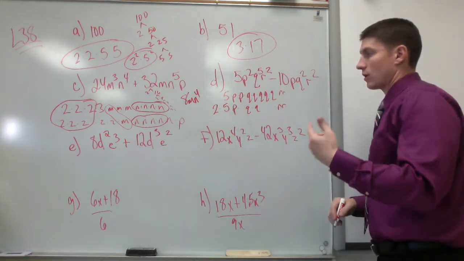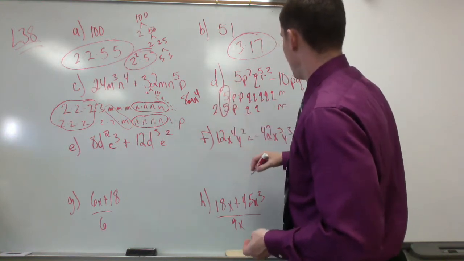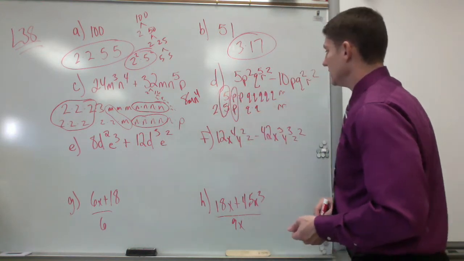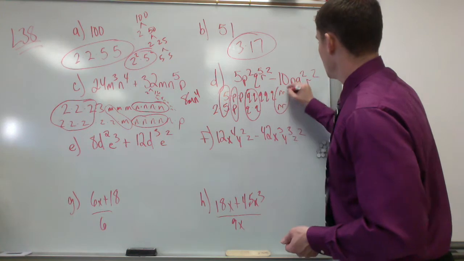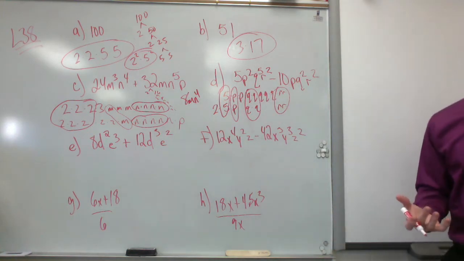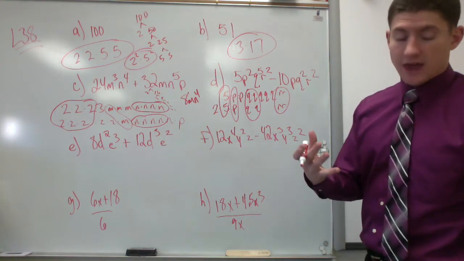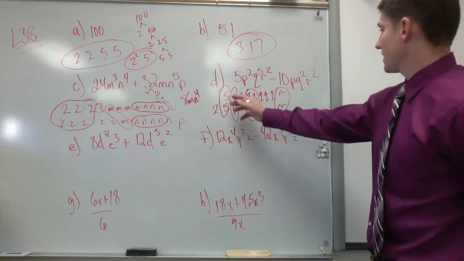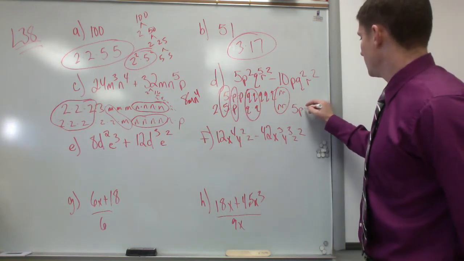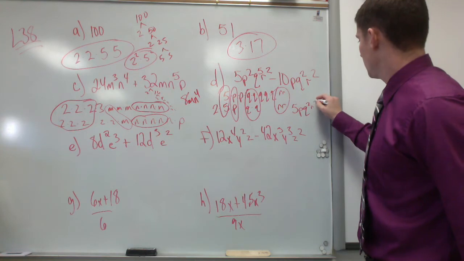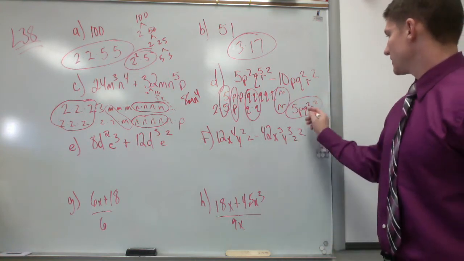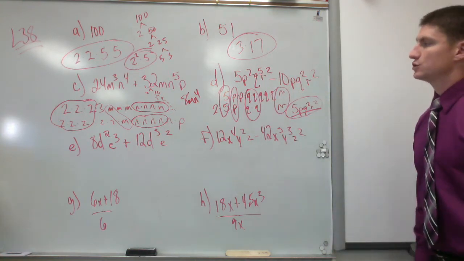Now I can identify where I have common terms. I've got 5. I've got p. I've got 2 q's. And I've got 2 r's. Now the greatest common factor between those is going to be where they have those similarities. So in this case, it would be 5 p q squared r squared as my final answer for the greatest common factor of those 2 terms.